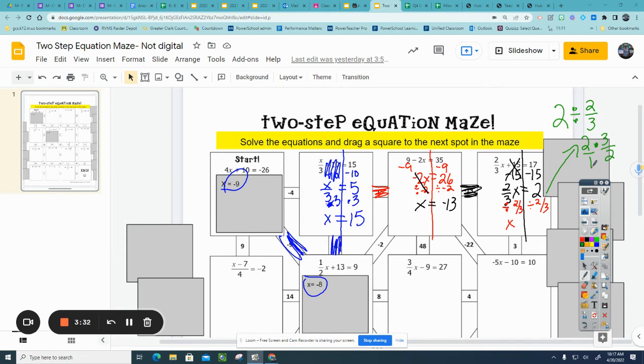Remember doing those? Keep, change, flip. It's been a minute, but we have to do it. So if I keep, change, flip, I get 6/2, which reduces to 3. So our final answer is x equals 3. And since we have one, we can go that way.